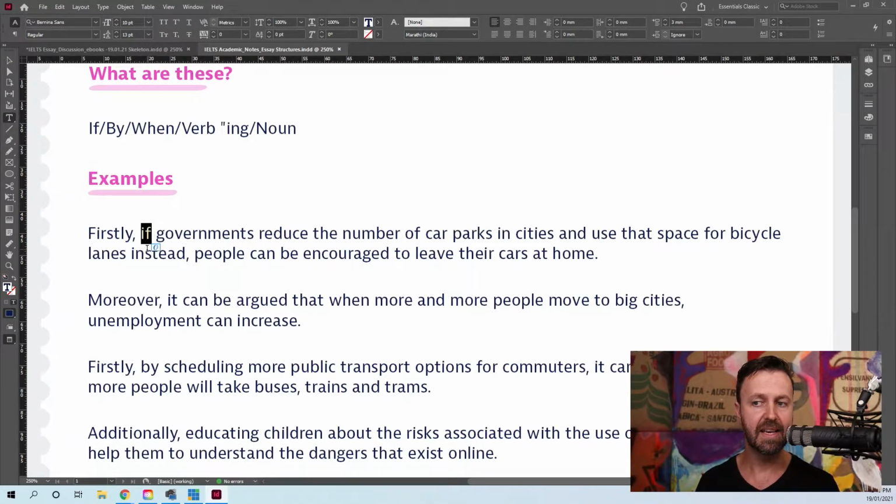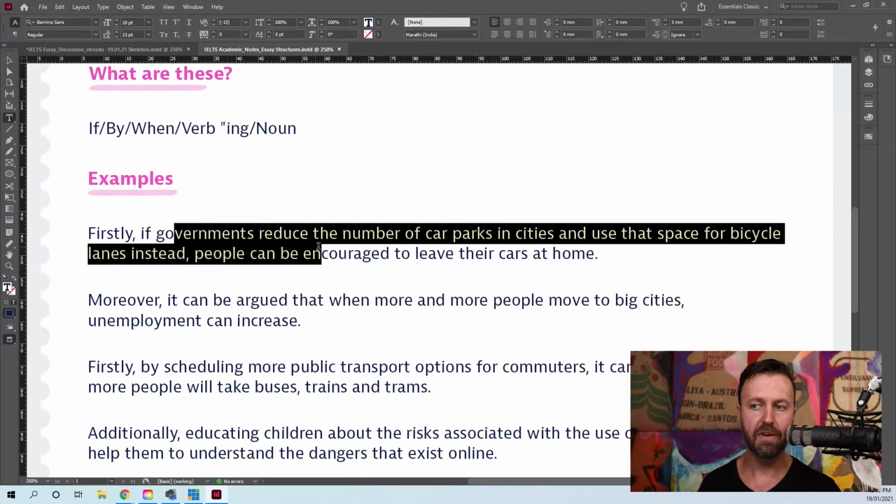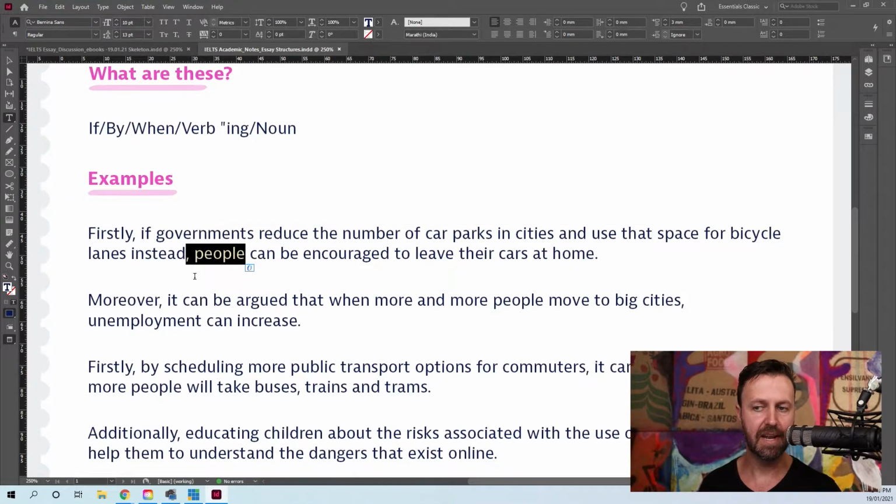So we say, firstly, if governments reduce the number of car parks in cities and use that space for bicycle lanes instead, people can be encouraged to leave their cars at home. So what we have here is if, blah blah blah, comma, followed by a noun. So if, comma, noun is the structure there.